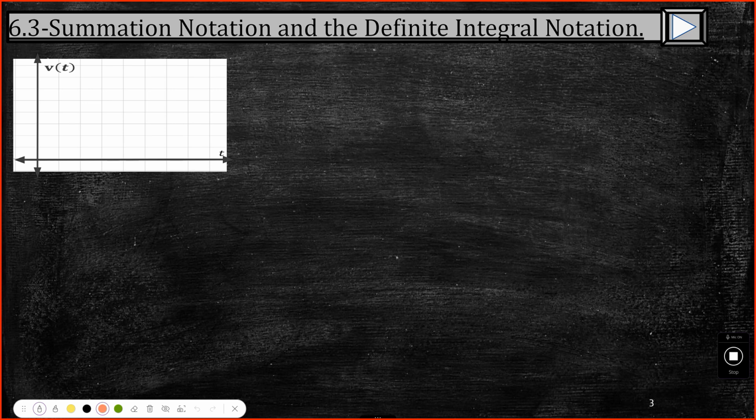So the area under a curve from A to B will equal the sum of an infinite amount of rectangles.